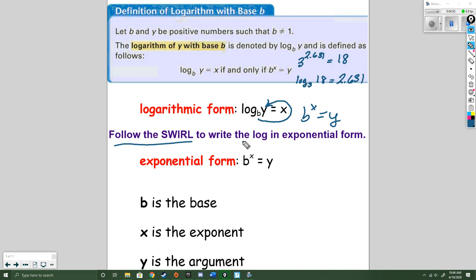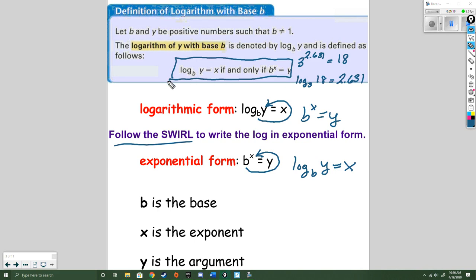We could follow the swirl method to rewrite an exponential into a logarithmic. Once again, we do the same thing. We just swirl it. So that's log base b of y equals x. Obviously, this is a simple trick that we could use. If we really understand what a logarithm and an exponent is, we don't need the swirl method. But the swirl method is really handy.